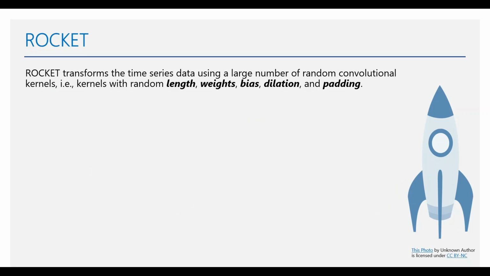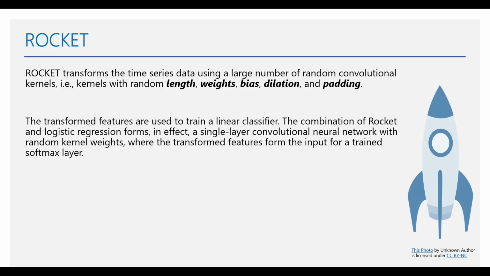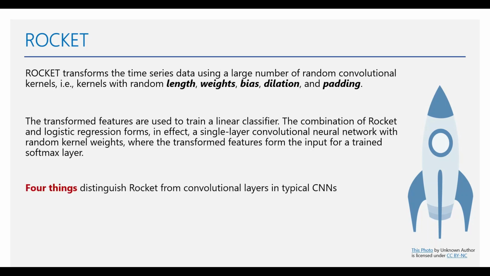Rocket transforms the time series data using a very large number of random convolutional kernels. So what you do is, let's say, generate randomly 10,000 kernels with random lengths, weights, bias, dilation, and padding. The transformed features are used to train a linear classifier. So after getting your features from the result of the convolution process, you get a simple linear classifier and hook it up with the outcome of Rocket, and then you will be surprised how good the results are, basically.